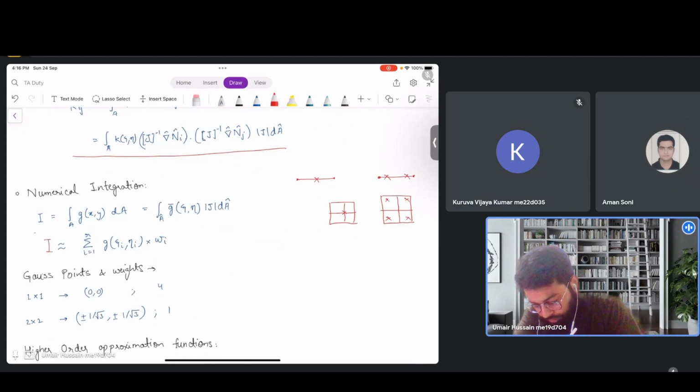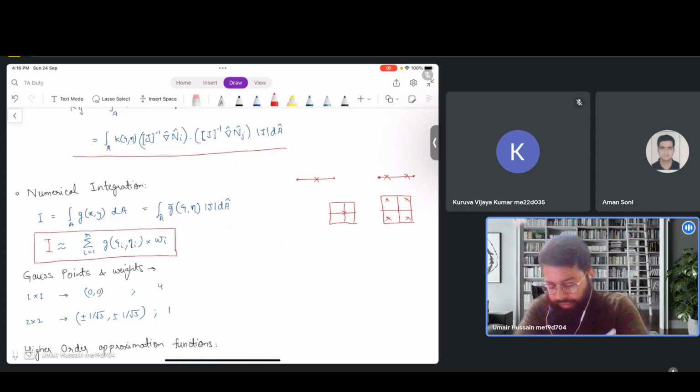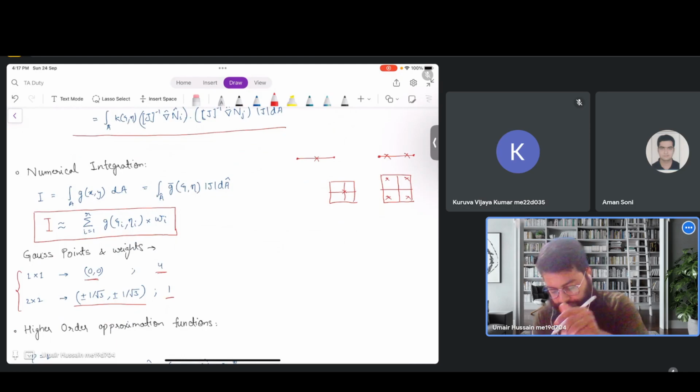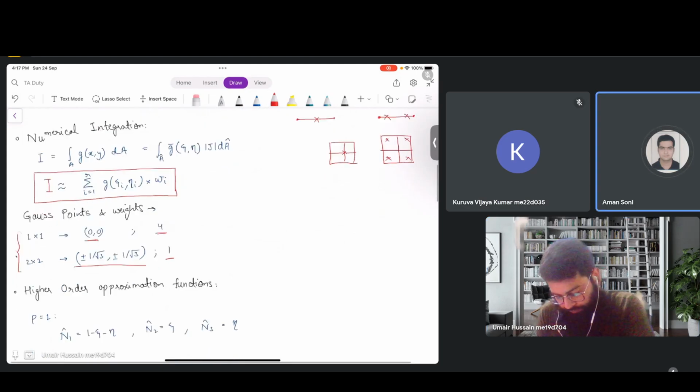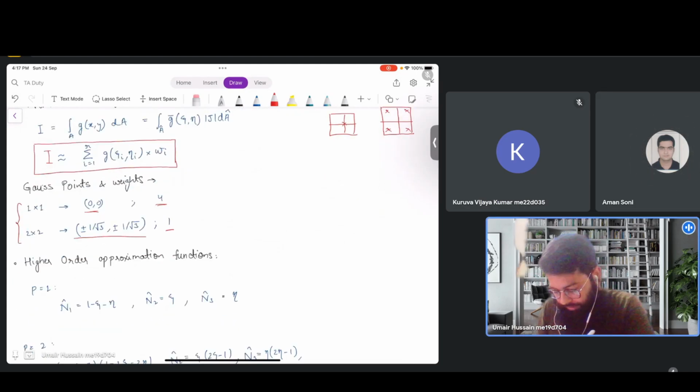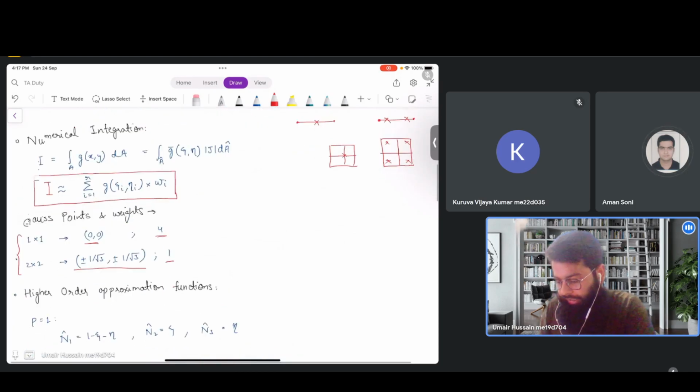Again the formula goes the same. We'll have I equals the sum of the value of the function at each coordinate of the Gauss point multiplied by the respective weights. For example, I've written it for 1 point and 2 points. This corresponds to only 1 point, and the weight is 4, and this means four different points, and the weight is 1 for each. So this is pretty straightforward Gauss numerical integration that we'll follow.